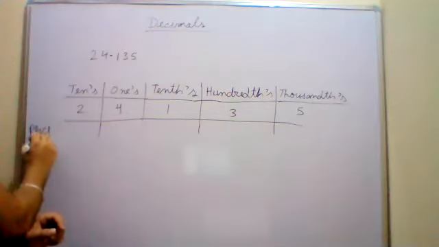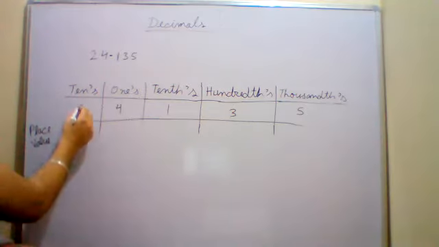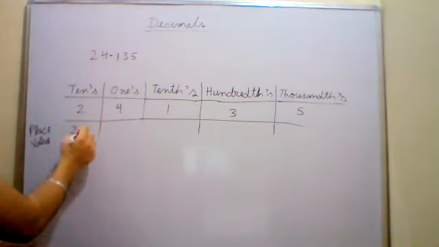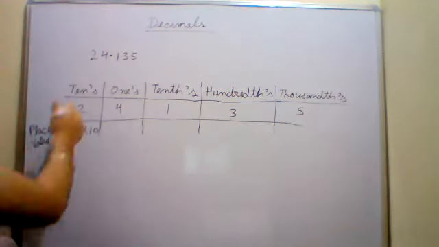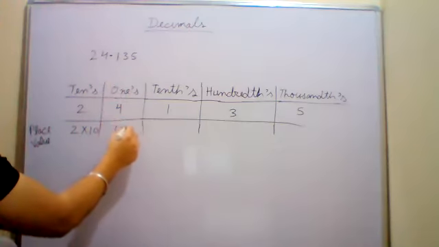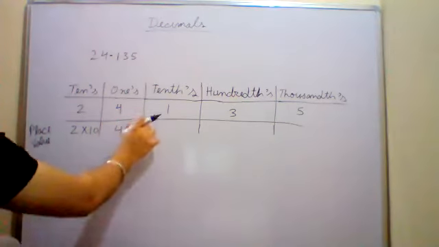Sir, it will be 2 upon 10. Wait. Tens. Place value of 2 is 2 multiplied by 10, that is 20. So 2 into 10 only. You can leave it here only. Place value of 4 is 4 only because it is at the ones place.